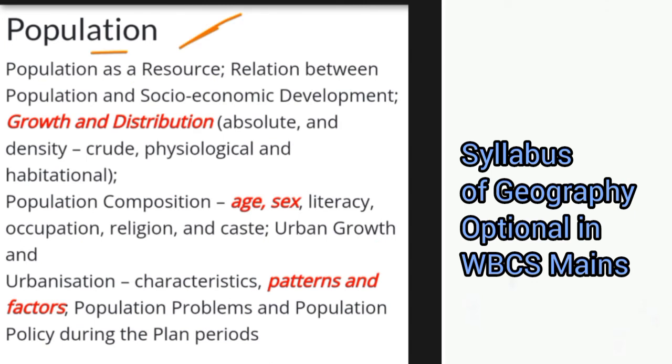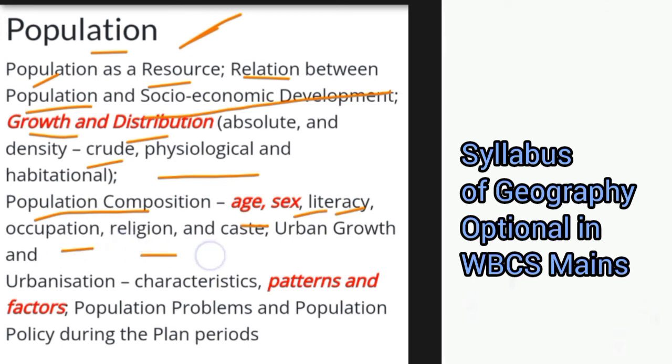This is the final section which is there in geography optional paper, second optional paper. Here you have this population as a resource, relationship between population and socio-economic development, then growth and distribution, crude, physiological and population composition, then age, sex, literacy, occupation, religion and caste, urban growth and urbanization, characteristics, patterns and factors, population problems and population policy during the plan periods. So that was all about the syllabus of geography as an optional subject for WBCS mains.